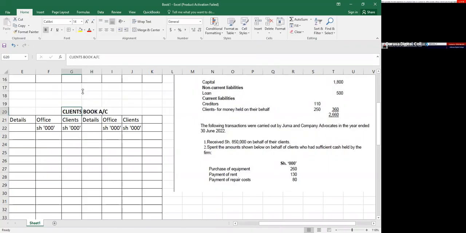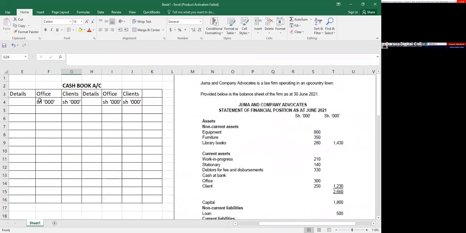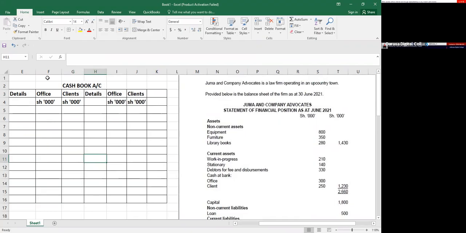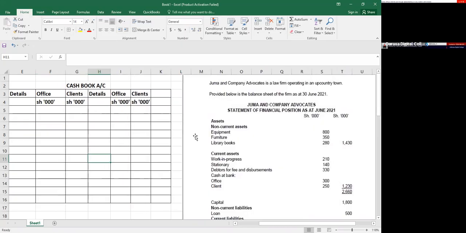Client's account. Okay. So these are what you should be having. So always we start with, of course, our balances brought down. And balances brought down, in this case, we are starting with our cash book. Where are we going to get these balances? We just check our statement of financial position, cash at bank. So I'm having my balance brought down here. We're having balance brought down.